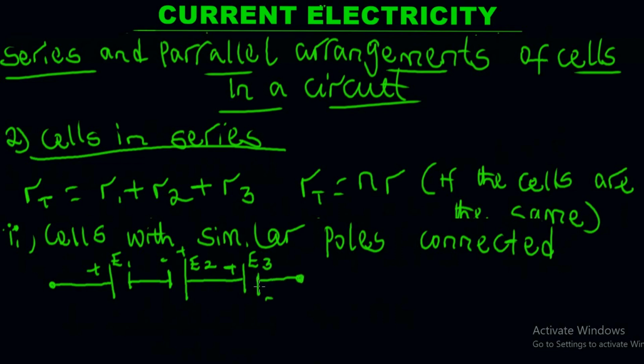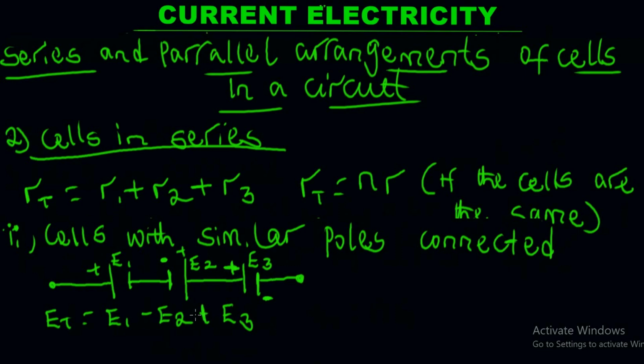Now look at this carefully. You see that we have this cell 2, or let's just say cell E2, having its negative pole connected to the negative pole of E1 and positive pole connected to the positive pole of E3. This is not meant to be so. You understand? It's not meant to be so. So because of this, this cell will be giving a negative EMF. So if you are to get the net EMF, we'll be having it as E1 minus E2 plus E3, because this is wrongly connected. Similar poles are connected together.